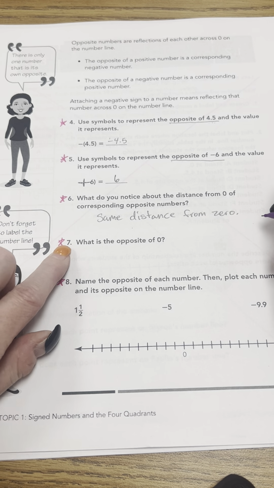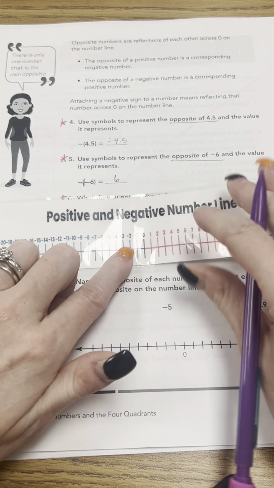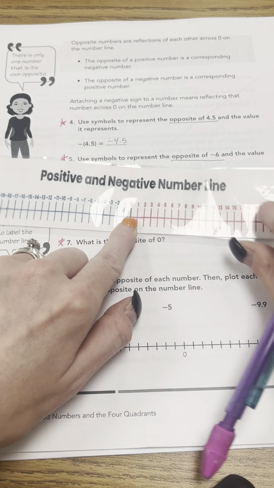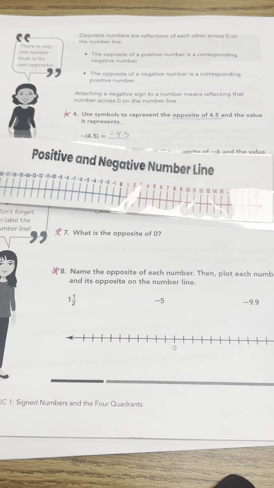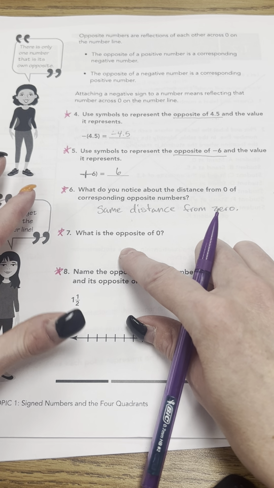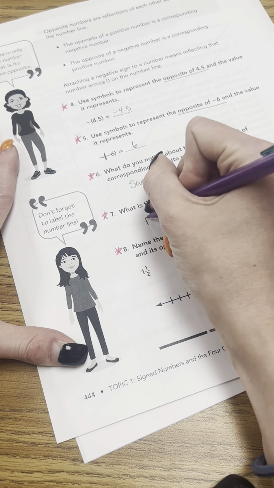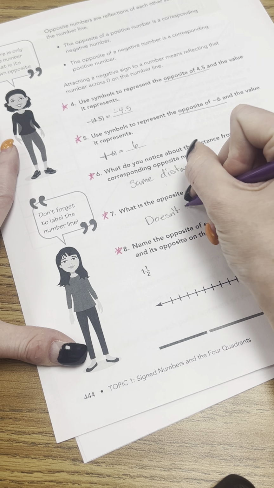Okay, going on to number 7. What is the opposite of 0? Well, let's look at this. We have a 0 here, but is there any zeros over here or going over here? Even if it's going to infinity, those numbers are going to keep going and don't come back to 0. So there is no opposite of 0. So it doesn't have an opposite.